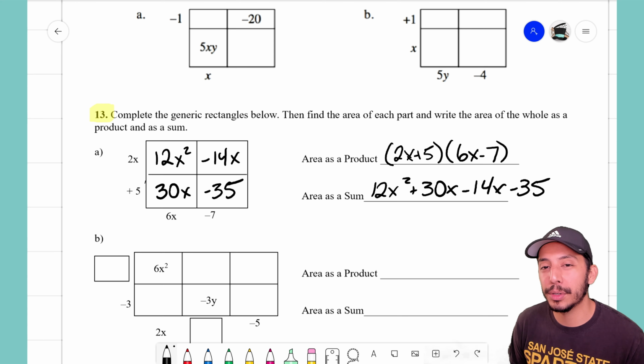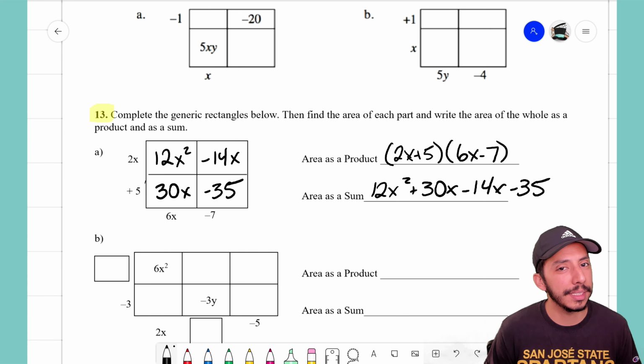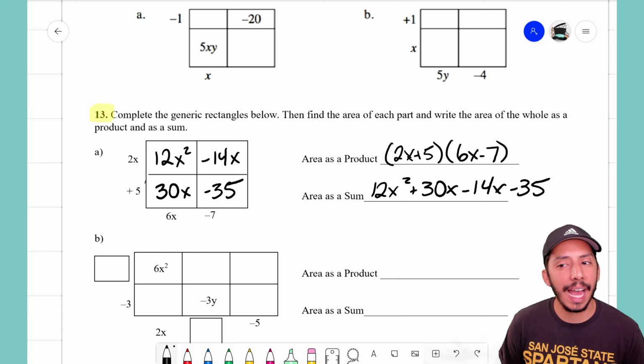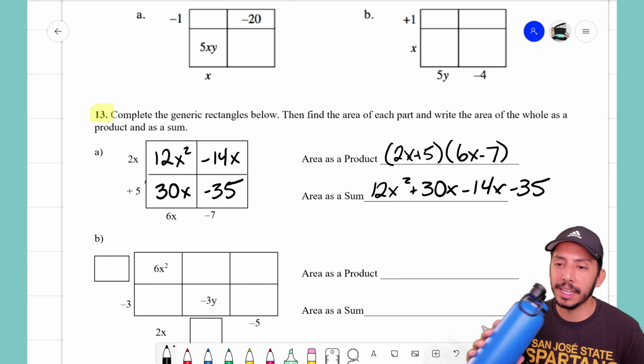Does anyone remember what I'm supposed to do as a final step here? I think there's one last thing I can do with that sum. Anyone remember?